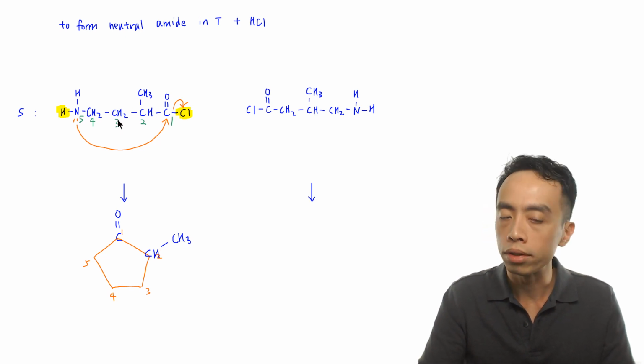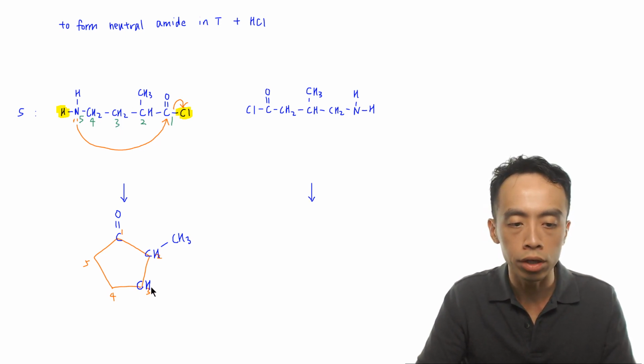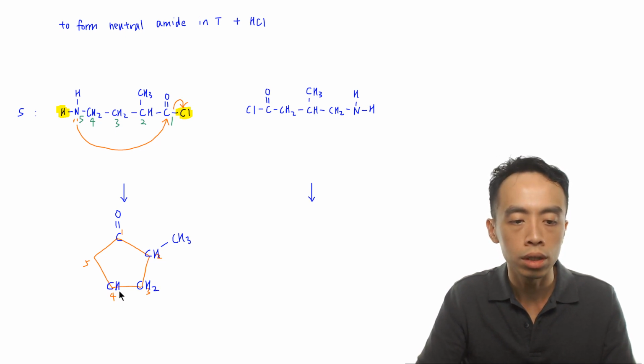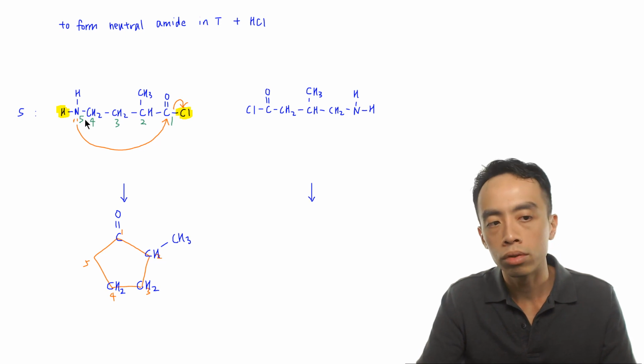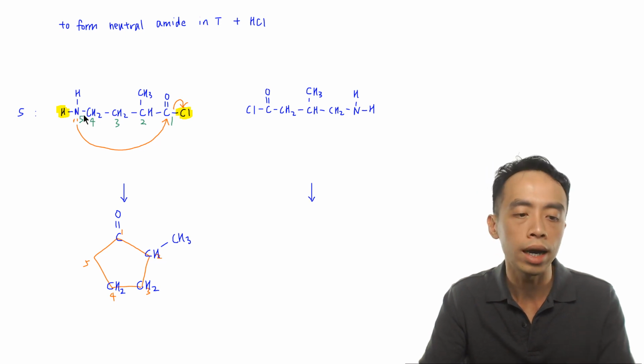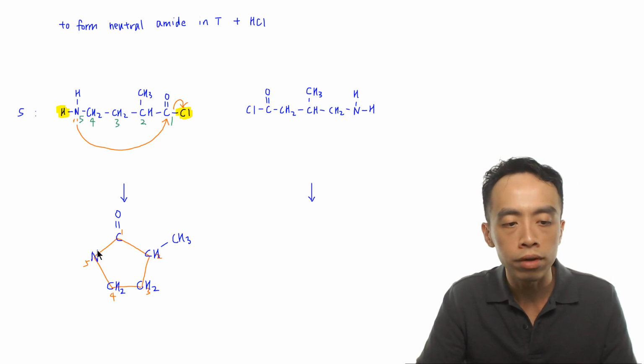Position 3 will be a CH2. So this will be a CH2. Position 4 is another CH2. So this is my CH2. Position 5 will be a nitrogen. Remember, this hydrogen is being eliminated off. So this nitrogen will only have one hydrogen. So position 5 is a nitrogen with a hydrogen.